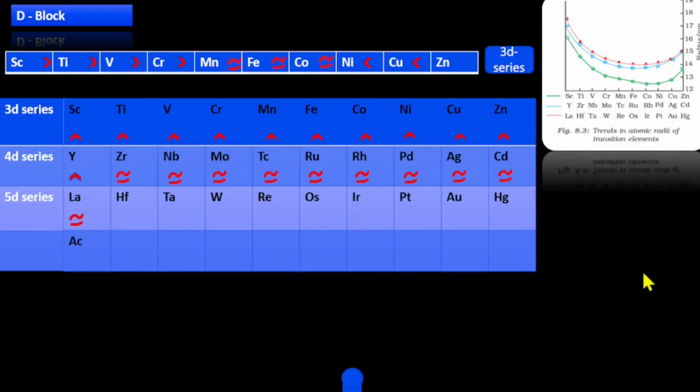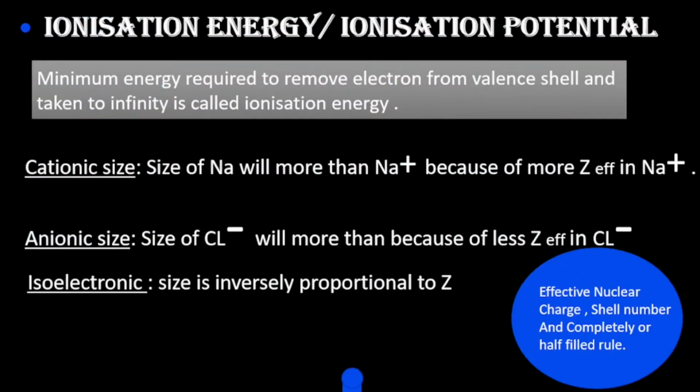Now we will talk about ionization energy or ionization potential. What is it? The minimum energy required to remove an electron from the valence shell, taken to infinity, is called ionization energy. So this is also a very important point. Some important points I have mentioned here, like cationic size. This is a very simple concept.